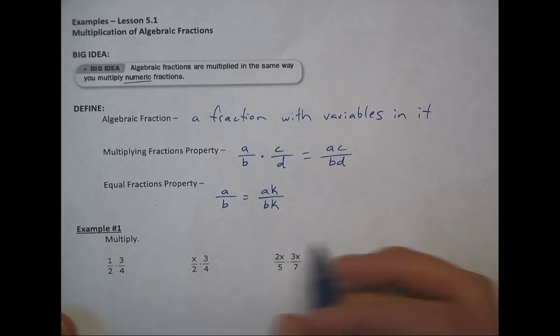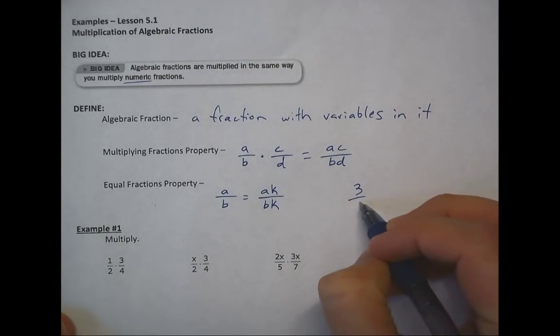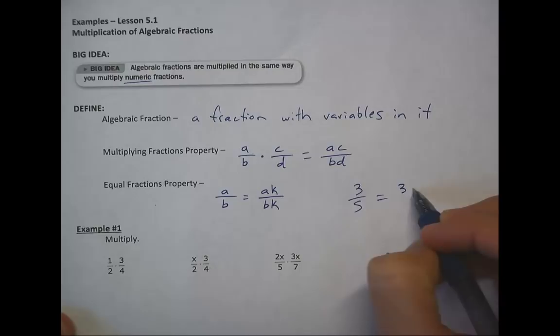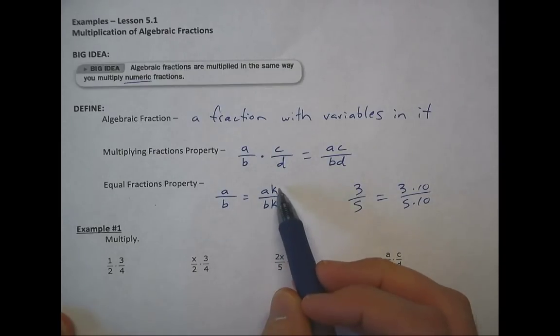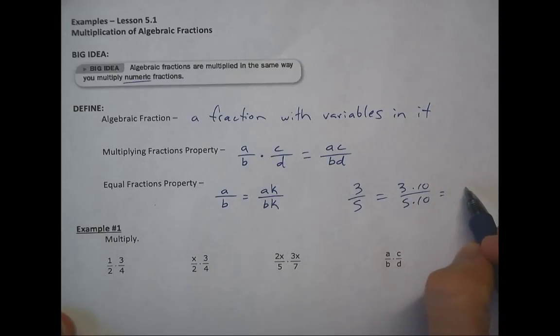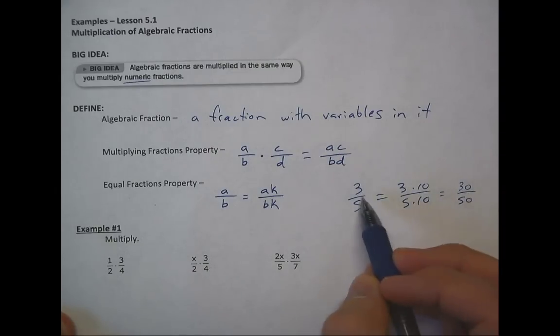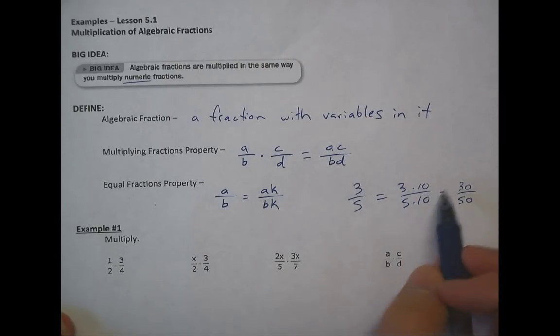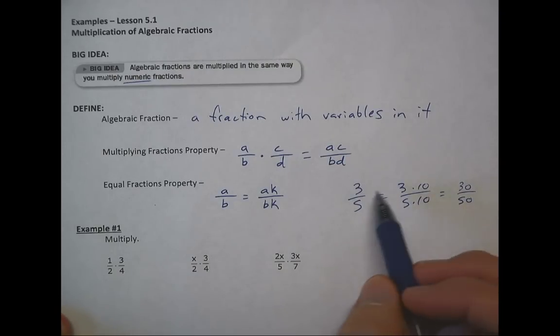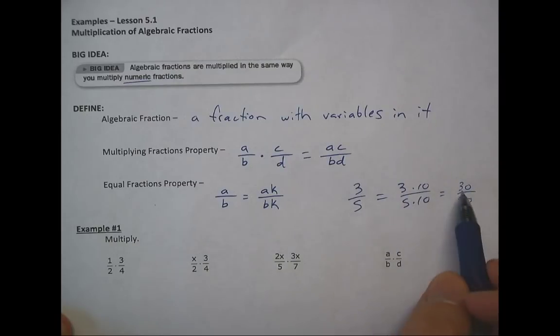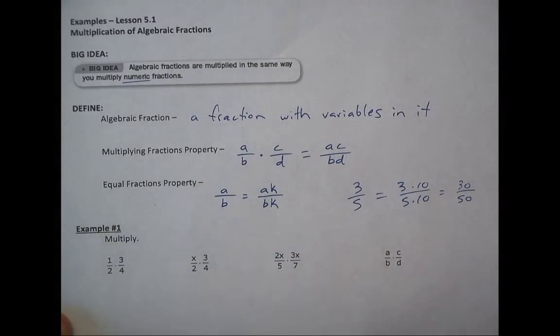So that one looks a little weird. That's like saying 3 over 5 is equal to 3 times 10 over 5 times 10. So a and b are 3 and 5, and then k is 10, because we know that 30 over 50, which is the product of these two, is equivalent to 3 over 5. As long as you multiply the top and bottom by the same number, or divide by the same number, those are equivalent. One's further simplified, but these two fractions are equal fractions.